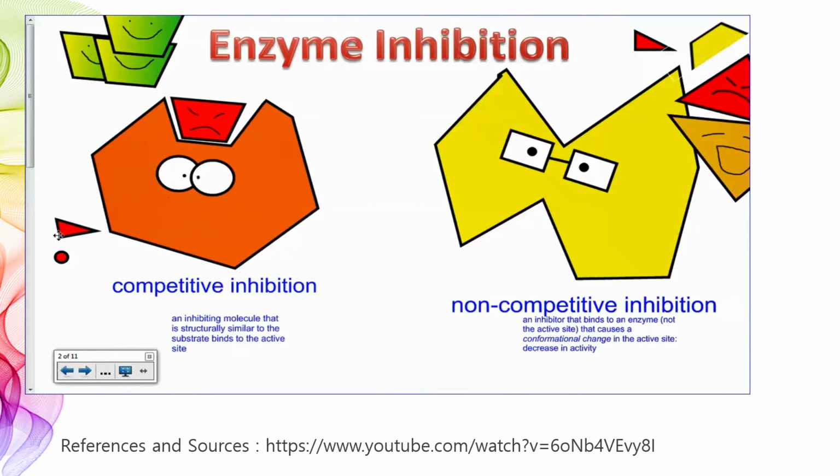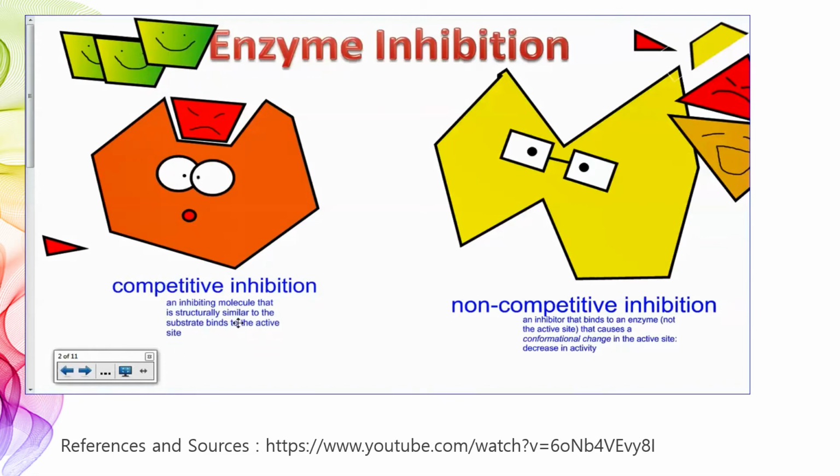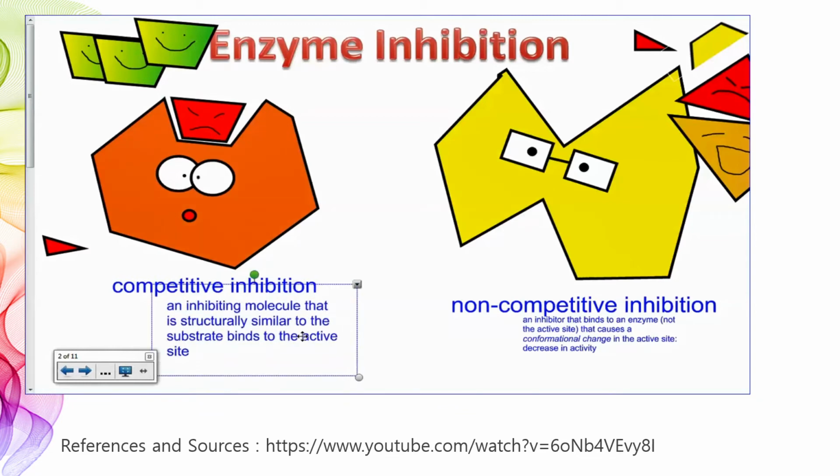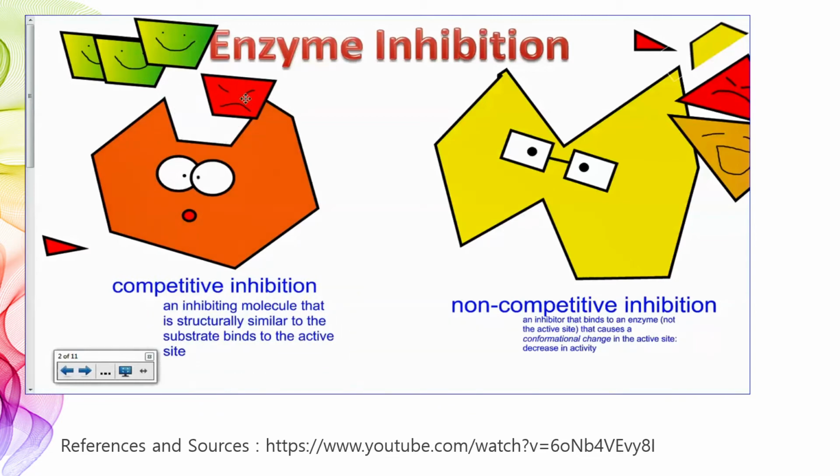And when it binds to that active site, he's surprised now. Now the normal substrate cannot actually bind, and so you should expect the enzyme reaction to decrease. That's pretty easy to understand. In competitive inhibition, an inhibiting molecule is structurally similar to the substrate, and so it's actually binding directly to the active site and causing this to not work out.